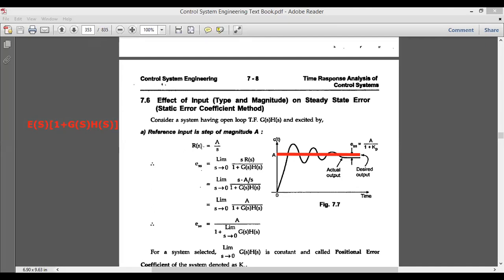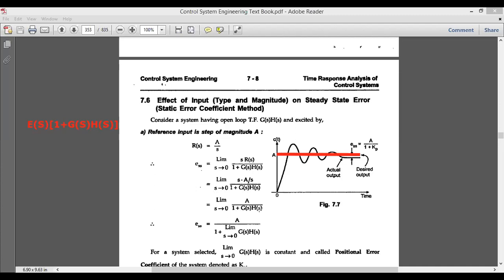Substitute the value of R of s in this equation. So if I substitute, it becomes limit s tends to 0, s multiplied by A divided by s, divided by 1 plus G of s into H of s. The s in the numerator and the s in the denominator get cancelled. The equation we obtained here is limit s tends to 0, A divided by 1 plus G of s into H of s.